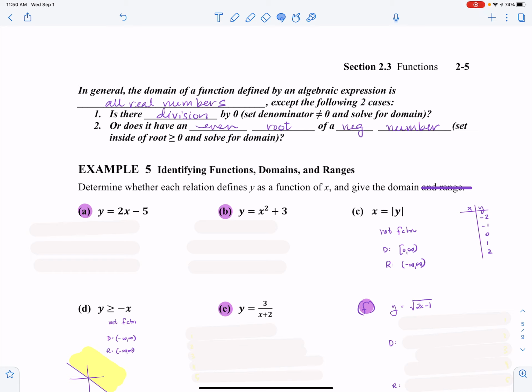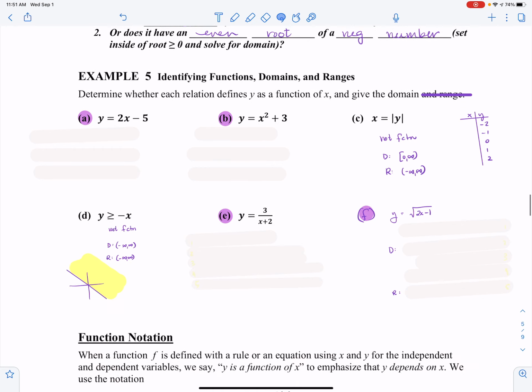So let's take a look at example number 5. This tells me to find domains and ranges. For now, I'm going to cut out finding the range part, and I will talk about that a little bit later. I'm going to still write down what the range is, and I'll explain to you why I have it. But for the time being, range is something that we'll talk about a little later.